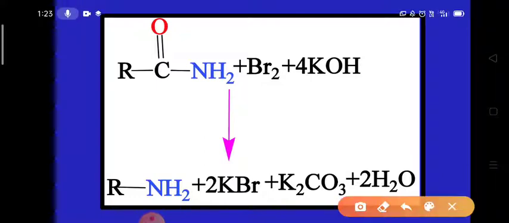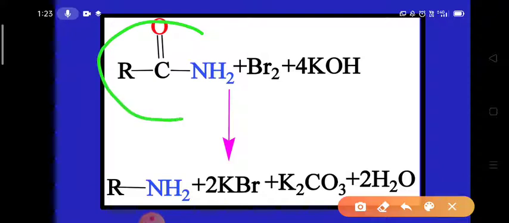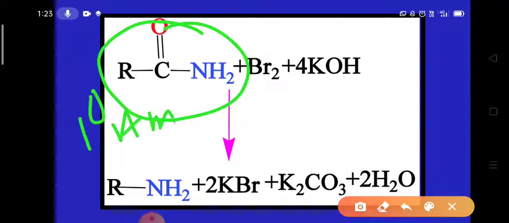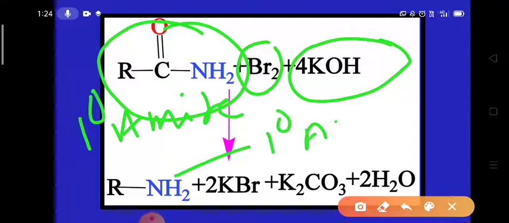The formula of the primary amides is RCONH2. Here KOH is a base. So primary amides in the presence of base undergo oxidation with halogens like bromine and give the primary amine or first degree amine.